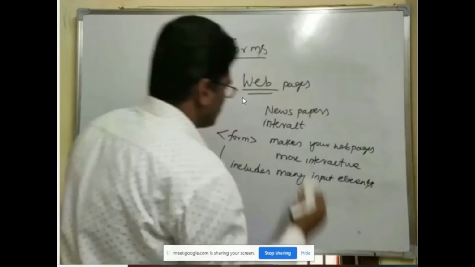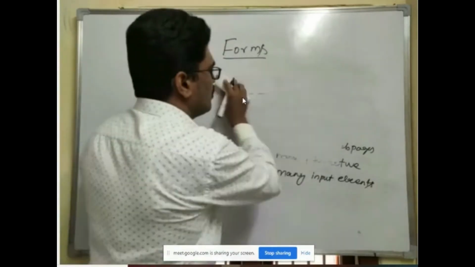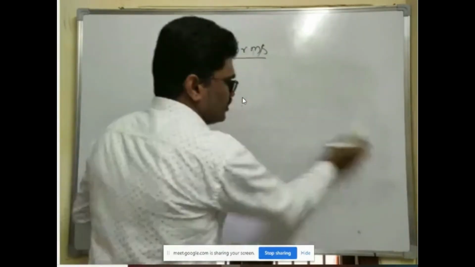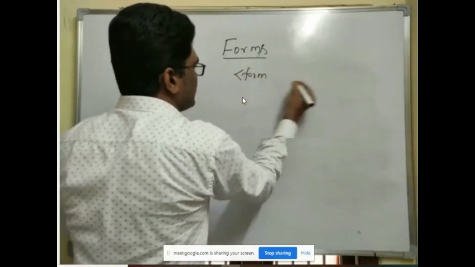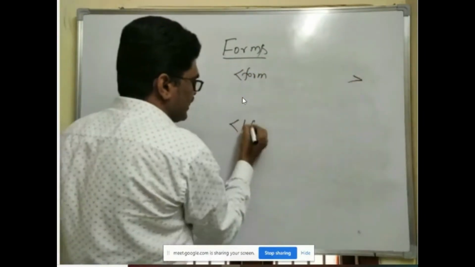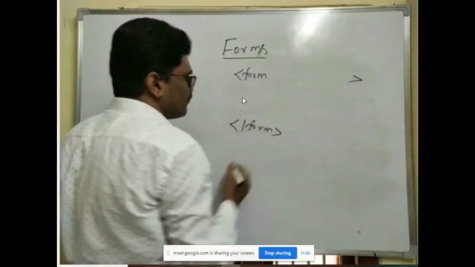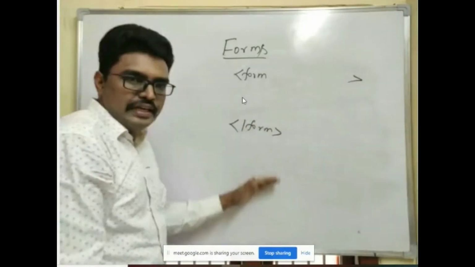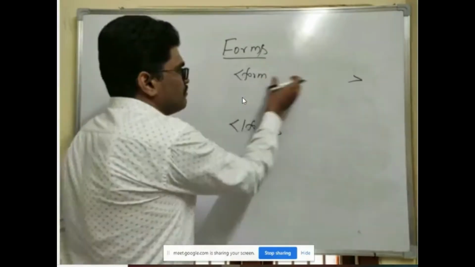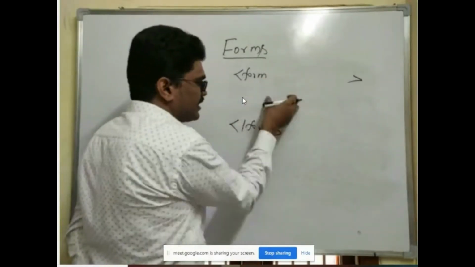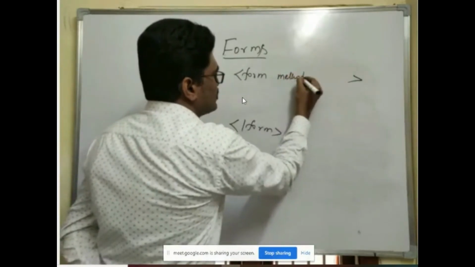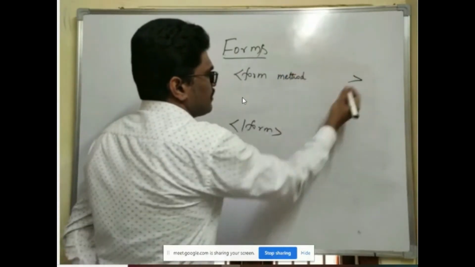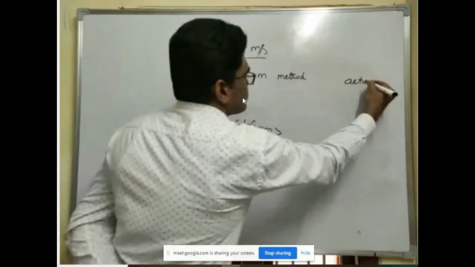Okay. So what are those input elements? We'll see one together. So form is a container tag, so obviously it is going to have a starting and closing tag. Form is normally placed in the body tag. It is going to have different attributes, method and action.